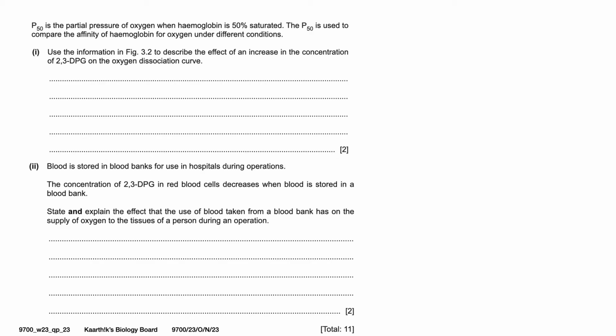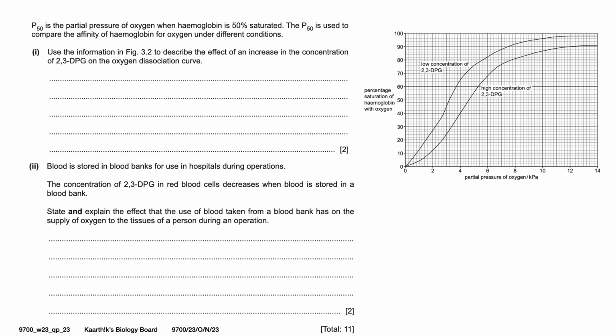Without any confusion, we can just look into the graph. They are just asking, use the information in figure 3.2. This is a graph which we have seen in the previous slide. So in figure 3.2, describe the effect of an increase in the concentration of 2,3-DPG on the oxygen dissociation curve. When there is a high concentration of 2,3-DPG, what are the effects that are going to take place, they are asking.